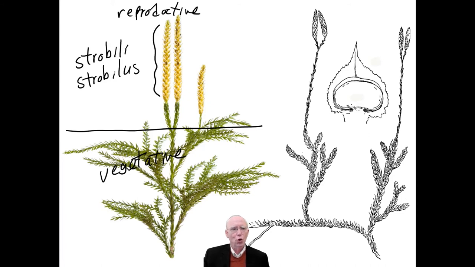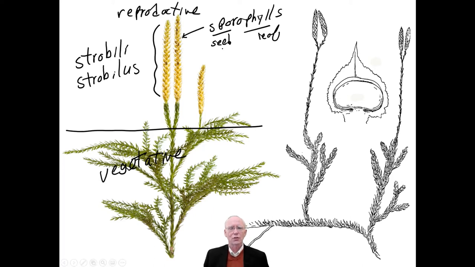Now, if we looked at a strobilus in detail, we would see that there are leaf-like organs on it, and those are called sporophylls. Phyll means leaf. Spore means seed, but these are seeds in the sense of reproductive organs. They are the spores that come from meiosis. So we can see an enlargement of these sporophylls over here.